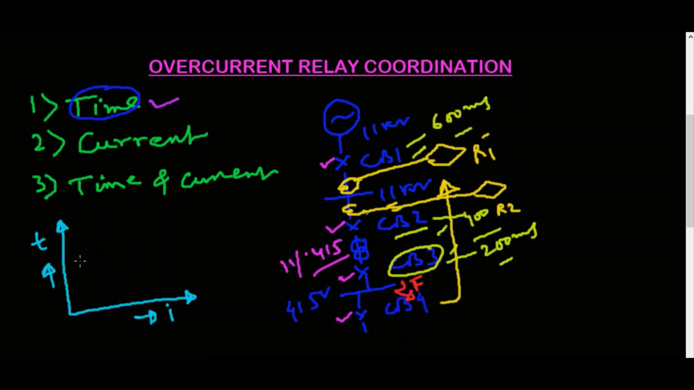So suppose this CB3, that characteristic curve is like this. That means at this time gap, suppose t1 equal to 200 millisecond, this breaker CB3 will trip.